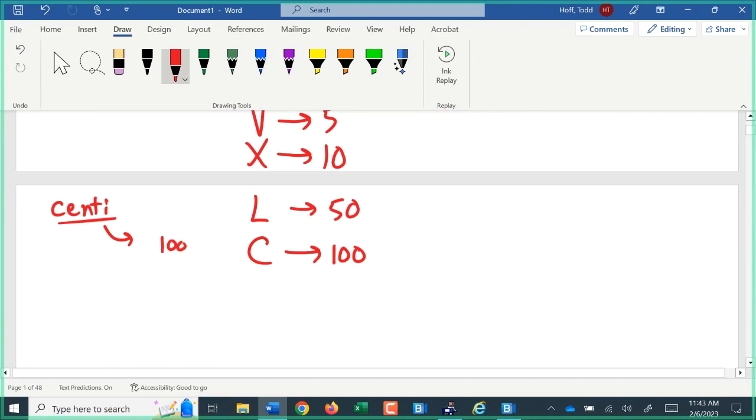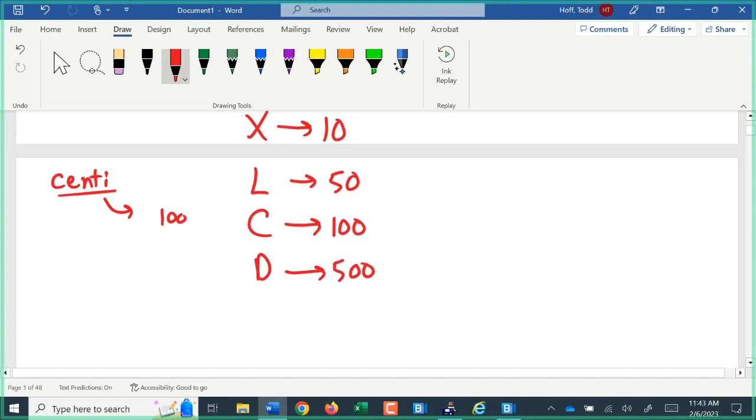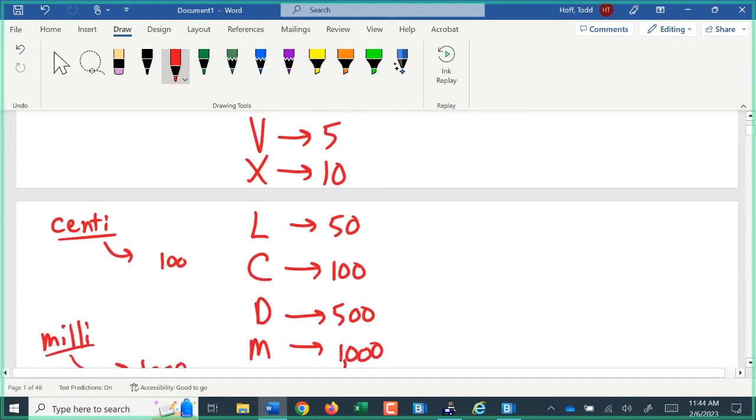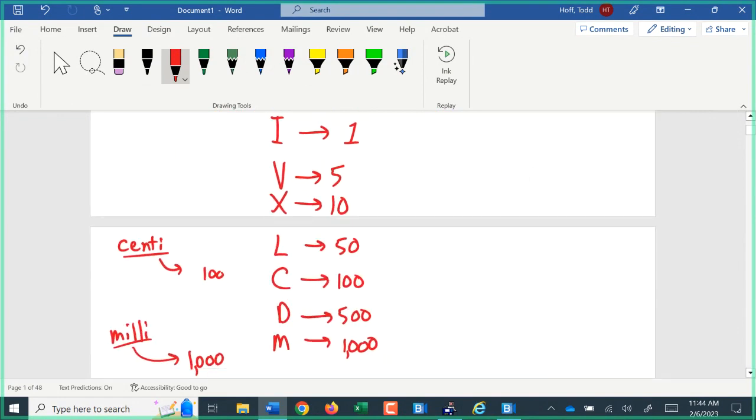Getting larger than that, we needed one for 500. That was D. And then M, mil or milli, stood for 1,000. So M was 1,000. And if you have learned Roman numerals before, those are the ones you've probably seen before. 1, 5, 10, 50, 100, 500, and 1,000.